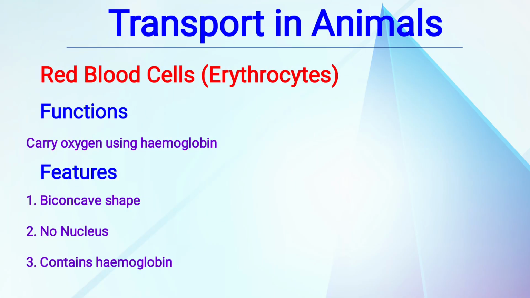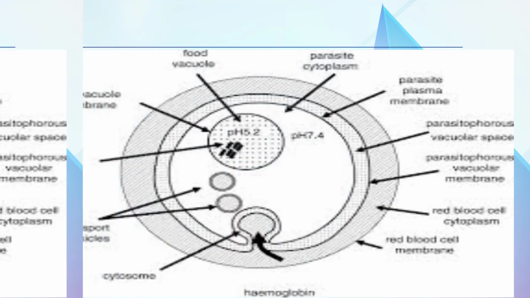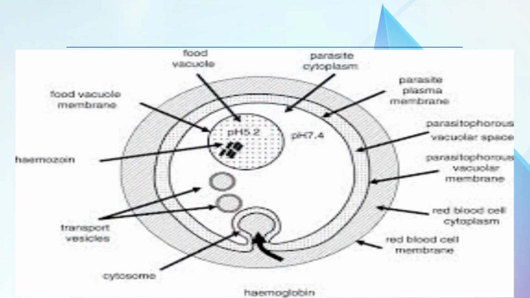Now, the second one is the red blood cells, another name for which is erythrocytes. What is the function of that? It carries oxygen using hemoglobin. What are the features and characteristics of the red blood cell? It has a biconcave shape. It doesn't have a nucleus. It contains hemoglobin, that's for oxygenation. This is the structure of the red blood cell.